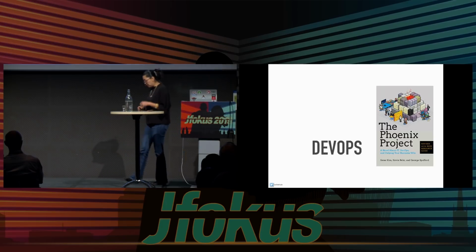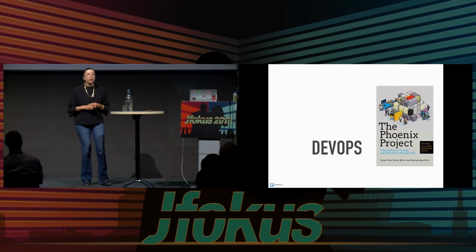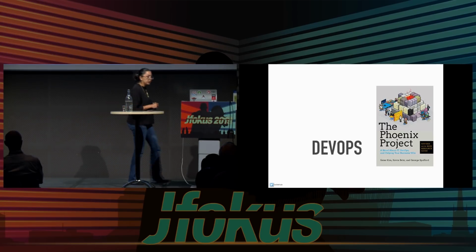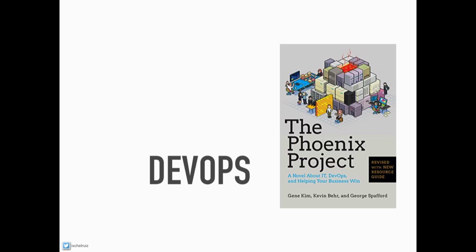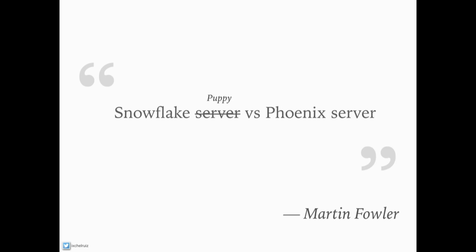It's interesting, in the previous session, they were mentioning this book. I totally recommend you read it if you haven't. And so I'm going to go a little bit into some of the concepts of DevOps, really fast. When containers started to be very popular, a lot of people learned about cattle versus pets. And Martin Fowler actually coined a different one, Snowflake servers versus Phoenix servers.